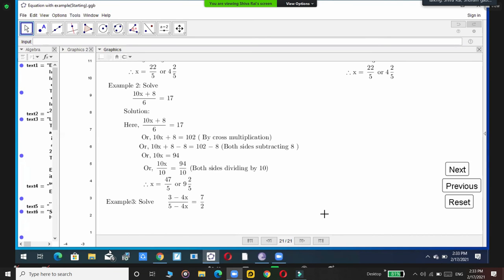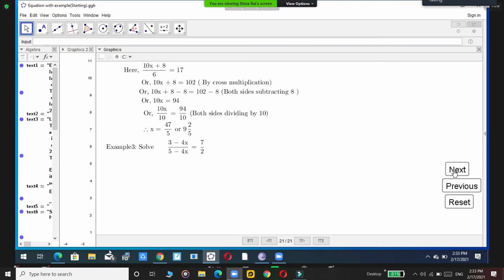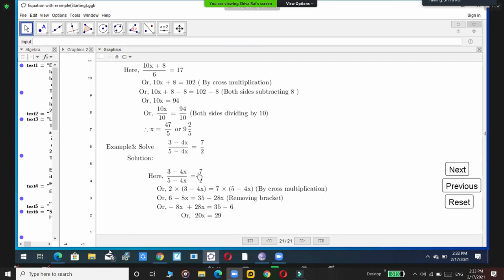3 minus 4x upon 5 minus 4x equal to 7 upon 2. Which process do we have to apply at first? Cross multiplication. Yeah, here also cross multiplication. It's very simple. While making cross multiplication, you insert the bracket here. If you are not inserting the bracket, you will make the mistake.